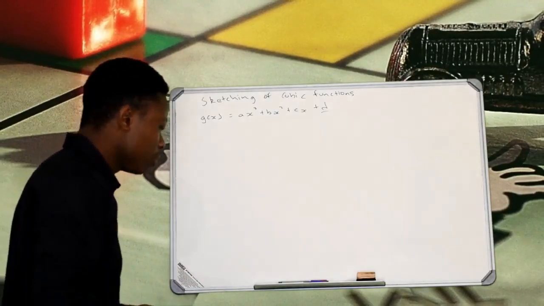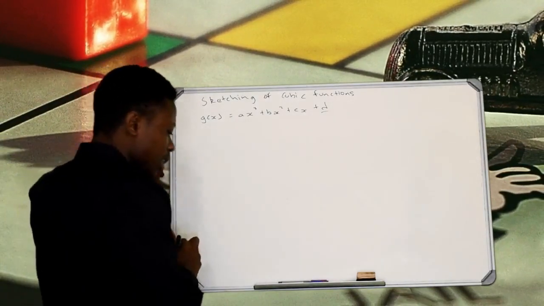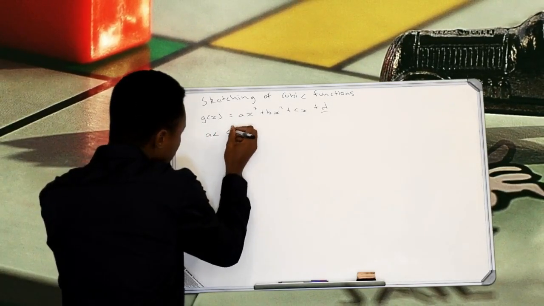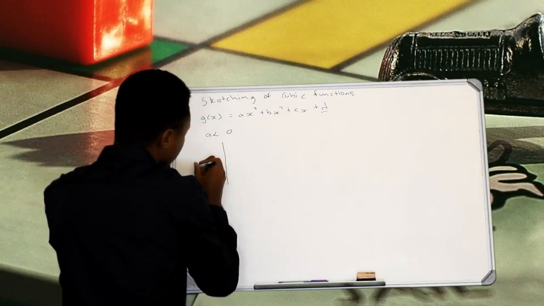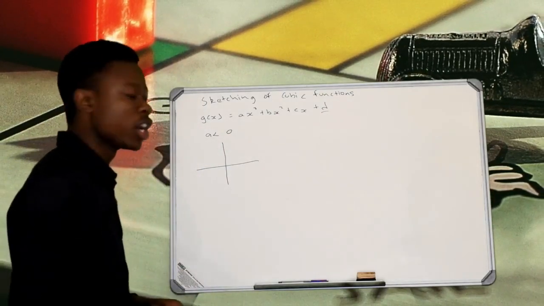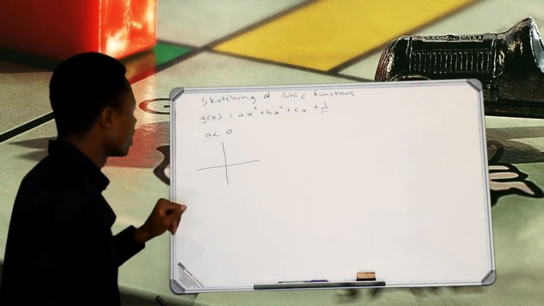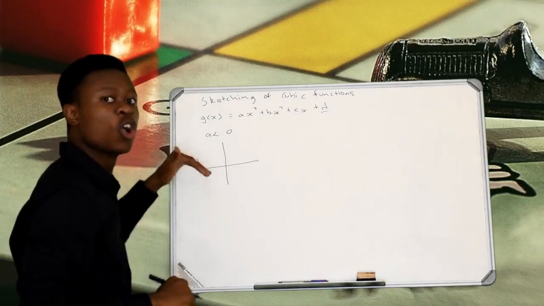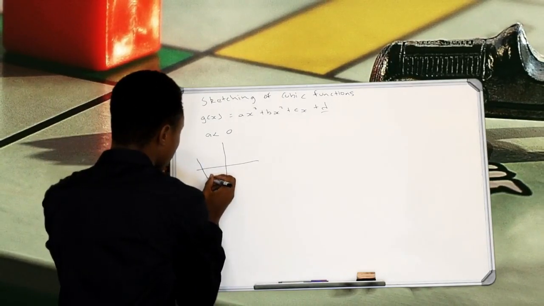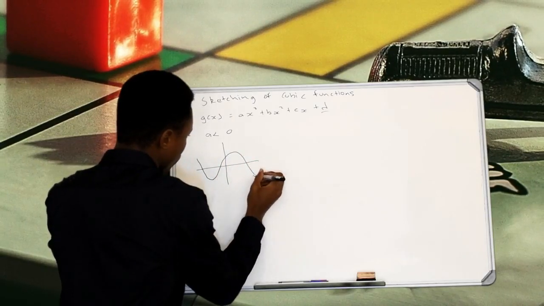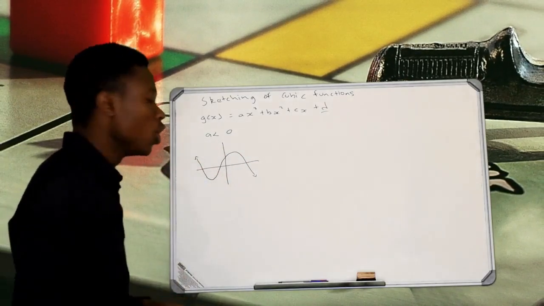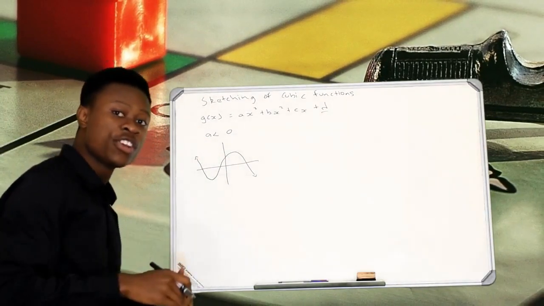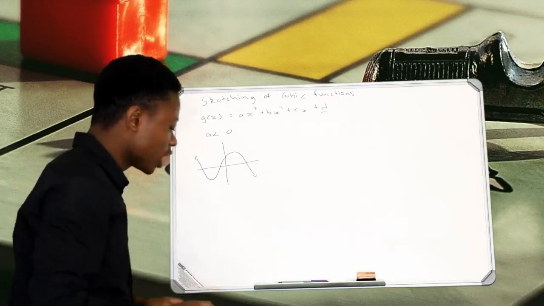Okay, so let me show you a little bit of something. Let's look at if that a value is less than 0. Let's see what it looks like. If a is less than 0, it means that the graph will start with the local minimum. You should remember this from the other video. It starts with the local minimum when a is less than 0. So that makes sense, doesn't it?